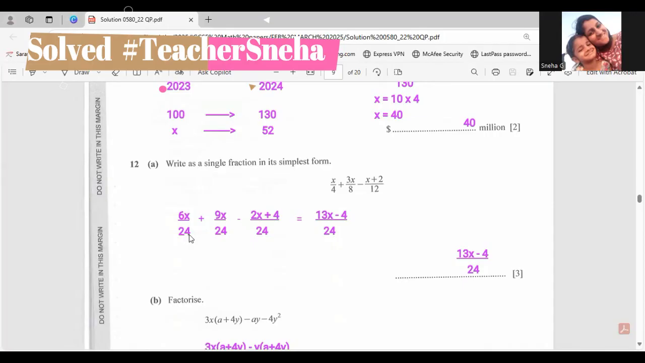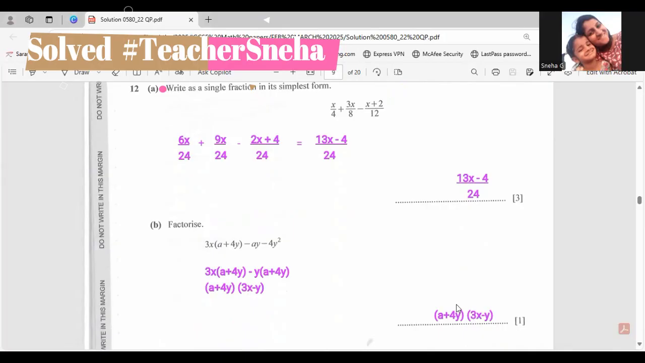So 4 multiplied by 6 will give me 24, and thus I multiply the numerator also with 6. So instead of x, we get a 6x. Same way here, 8 multiplies 3 to give you 24, and the numerator also multiplies with 3 and gives us 9x. In the last fraction, 12 multiplies 2 to give us 24, and then the numerator also multiplies with 2 and you get 2x plus 4. When you simplify all of these numerators, you get an answer of 13x minus 4, which is your final answer for this fraction in the simplest form.